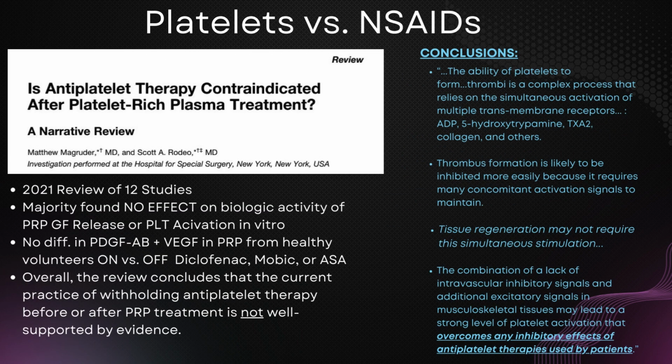Scott Rodeo dug in a little further in 2021, finding no effect of antiplatelet drugs on PRP in 12 papers meeting his criteria. Antiplatelet drugs studied included diclofenac, meloxicam, and aspirin. They proposed that the in vivo requirements for thrombus formation may be different from those required for tissue regeneration. He also suggested that the multiple excitatory signals found in musculoskeletal tissue may be a strong enough activation signal to overcome any inhibitory effects of antiplatelet therapies used by patients.